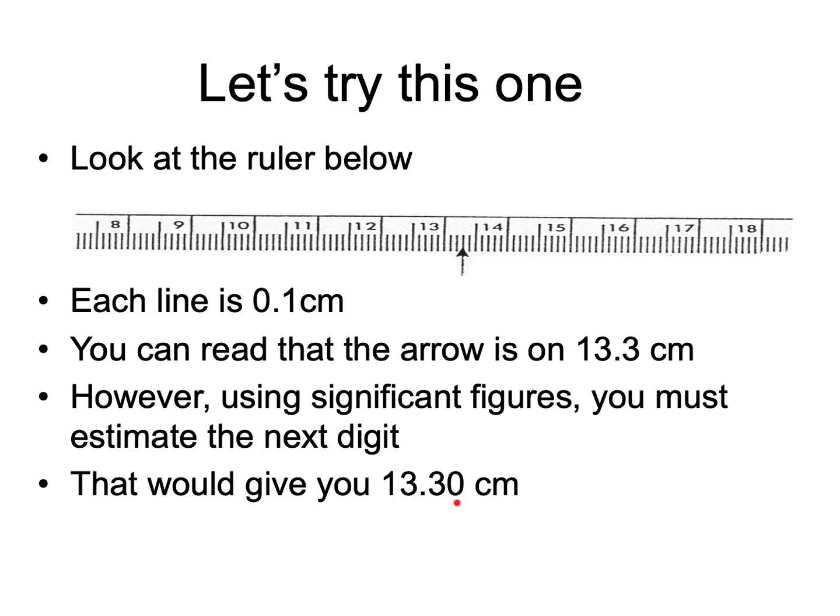That would be my uncertain digit, my estimated digit. But if I'm estimating that it lines up right on that tick mark, I'm going to say 13.30. And that's a very common mistake that people make. They leave off that zero. And so I wanted to point that out so that you guys don't do that.